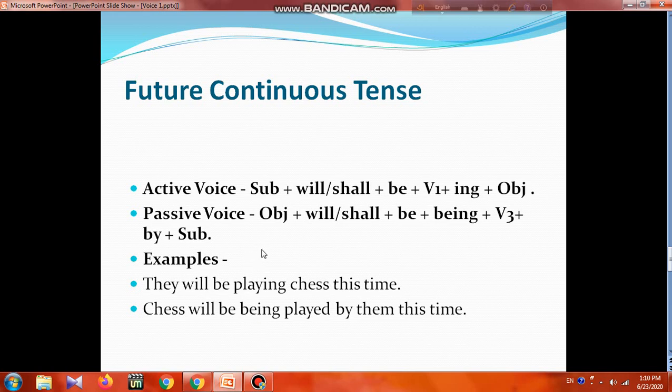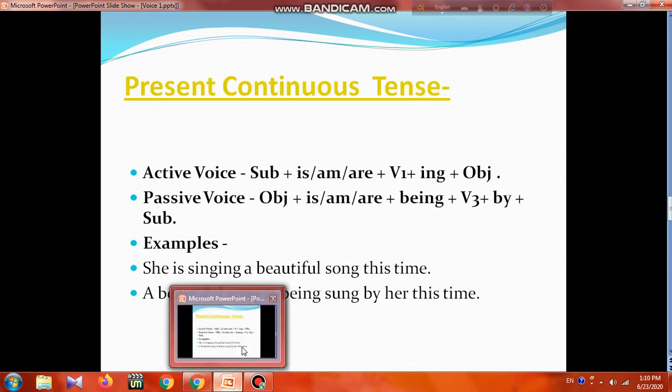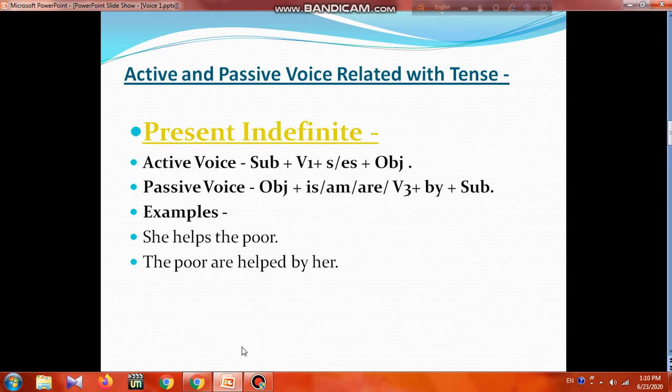So we discussed present continuous, past continuous, future continuous. So now we'll have a review of the entire lesson.